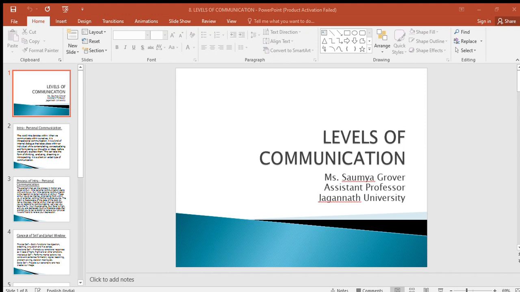Next, quadrant 3, the hidden area. This quadrant represents things that you know about yourself but have not told to others, which means the things which you know about yourself but others do not. The next quadrant is quadrant 4, the unknown area. The last quadrant represents things that are unknown by you and are unknown by others.